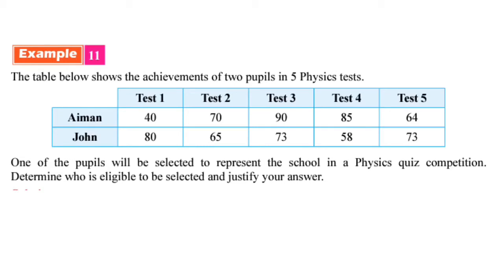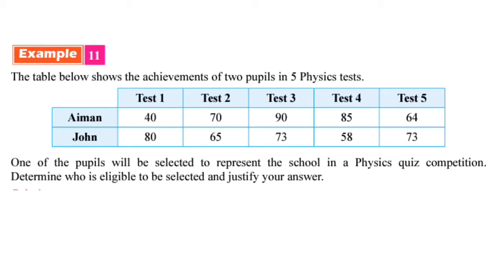John is having a mean mark of 69.8. Aiman also has a mean mark of 69.8. That means both of them are equally good. So we want to find out who is the best candidate for the physics quiz. We have to use the standard deviation, because the standard deviation can show you how consistent the marks are.